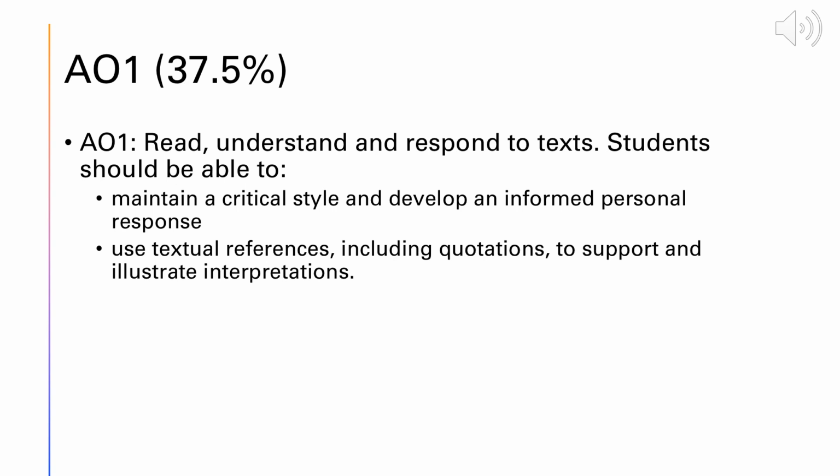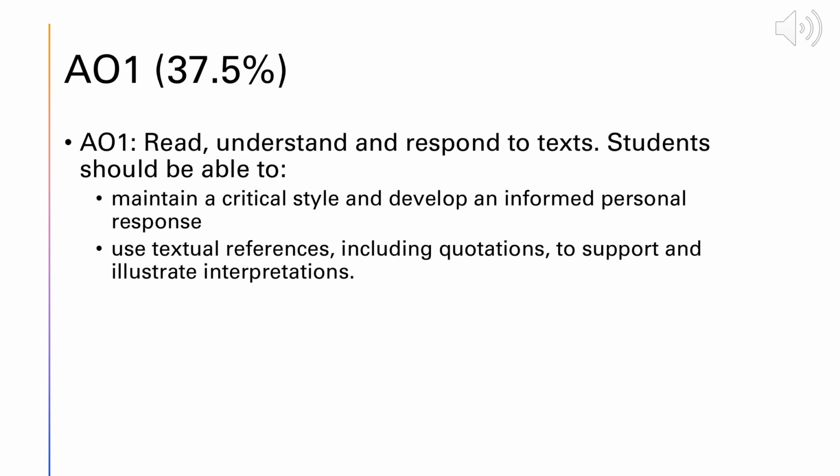So, our first AO is AO1, and as you can see it's worth 37.5% of your total English literature GCSE. Now, I'm not going to read it out because it's there on the screen, but let's have a look at some of those key words that are in there. Maintain a critical style and use textual references. That's what builds the bulk of AO1.